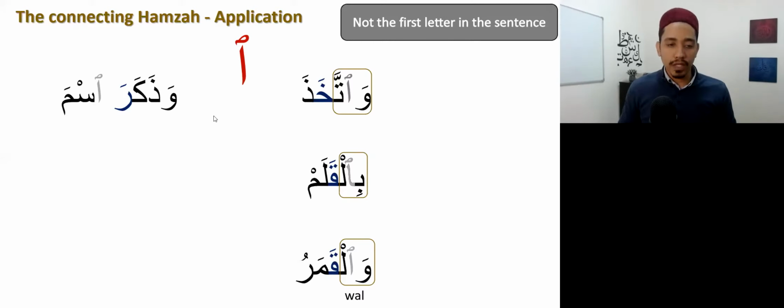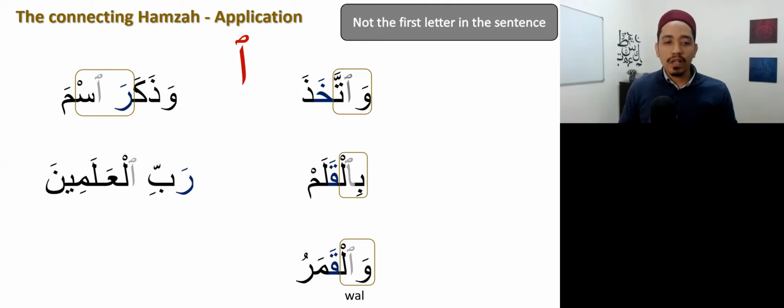So here we go with this word. وَذَكَرَ اسْمَهُ. See that portion over there? Look how the ra connects to the sin. Ra, sa, and totally ignored the connecting Hamza. وَذَكَرَ اسْمَهُ.